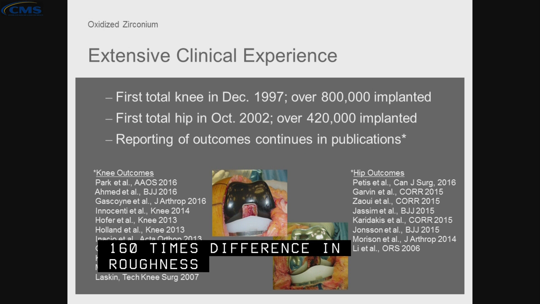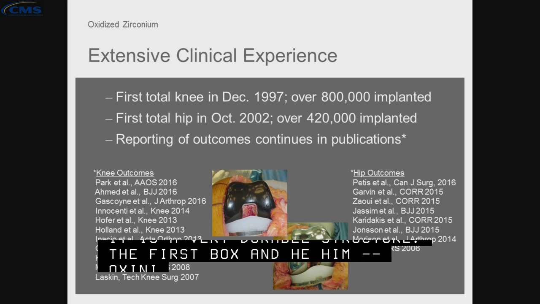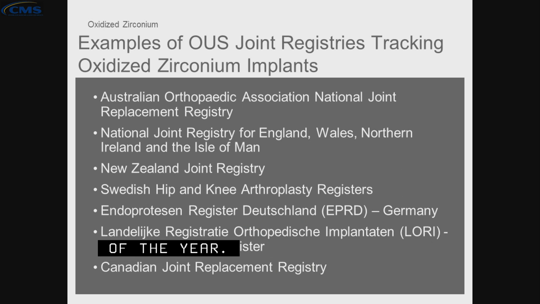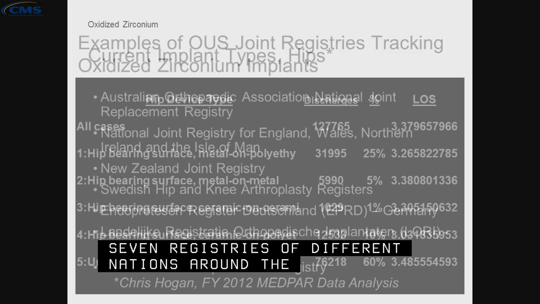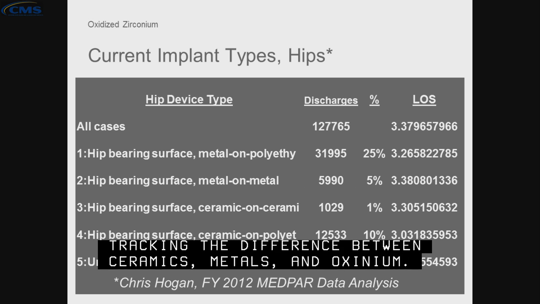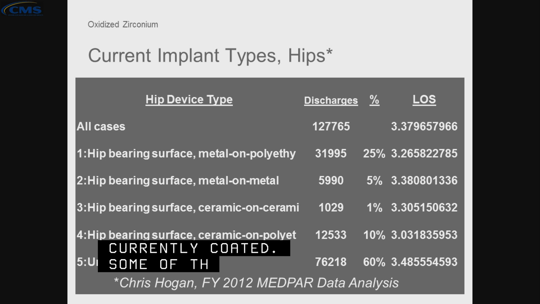The first oxinium knee was implanted in December of 1997. We have over 800,000 of them implanted at this point. Total knees, October 2002, over 420,000 of those implanted as of the end of the year. And you can see there are a number of reports of those outcomes in the literature. Seven registries in different nations around the world are tracking the difference between ceramics, metals, and oxinium. As you can see, there is a breakdown here of what types of components are currently coded, and some of them are much less than the 10% of the industry that we believe is currently using oxidized zirconium. So it's a large section of the population.